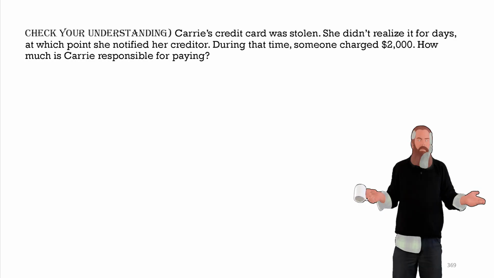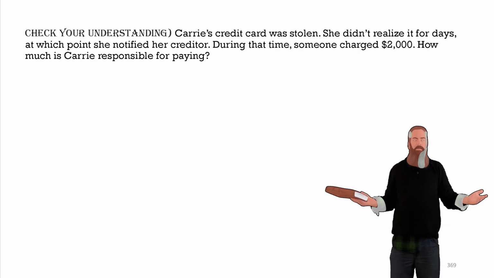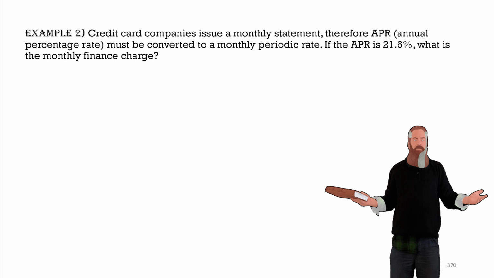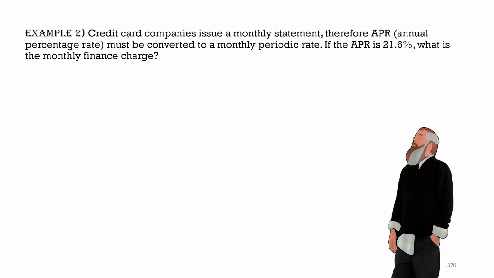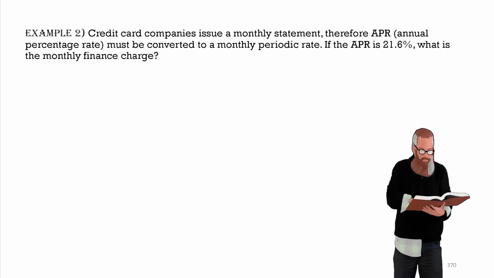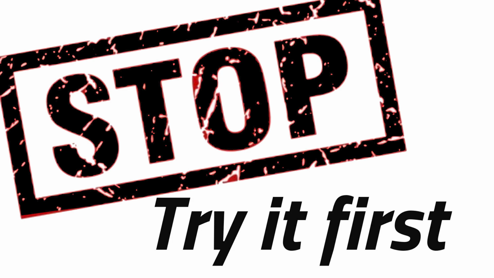$50 is the maximum liability under the Truth in Lending Act. Credit card companies issue a monthly statement. Therefore, APR, the annual percentage rate, must be converted to a monthly periodic rate. If the APR is 21.6%, what is the monthly finance charge?